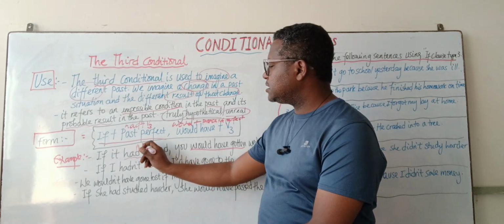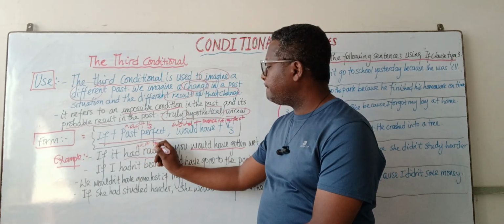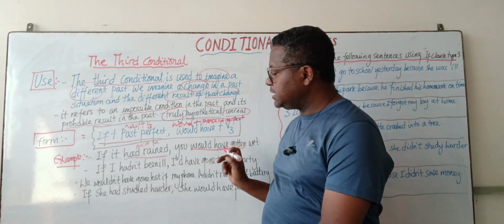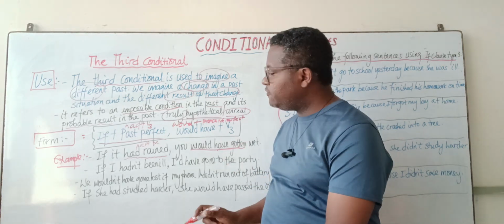This is past perfect, and this is would plus present perfect, or would have plus the past participle form of the verb.